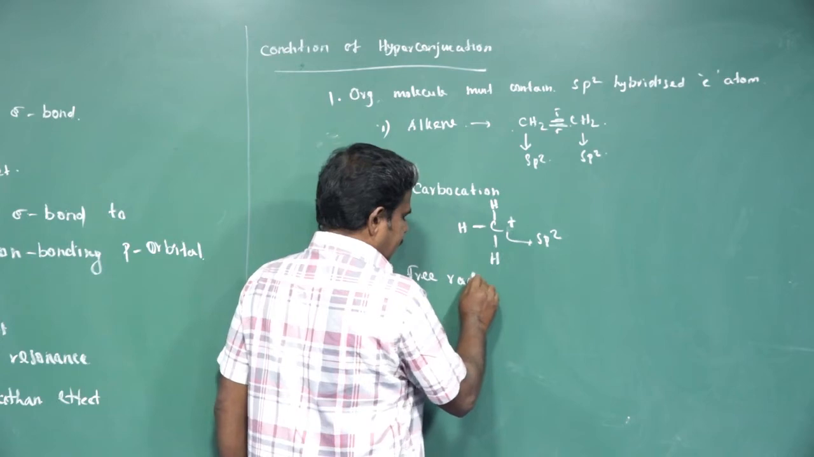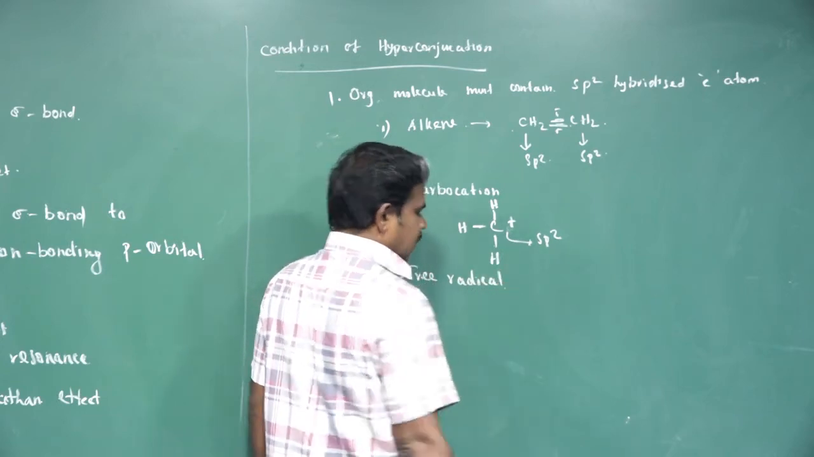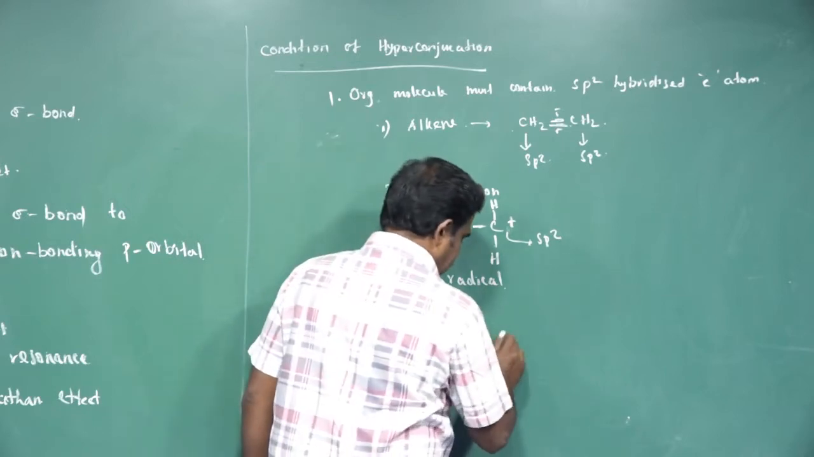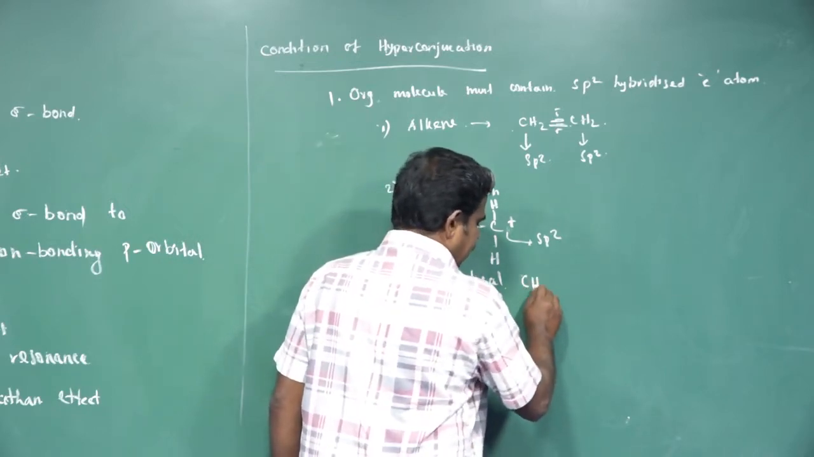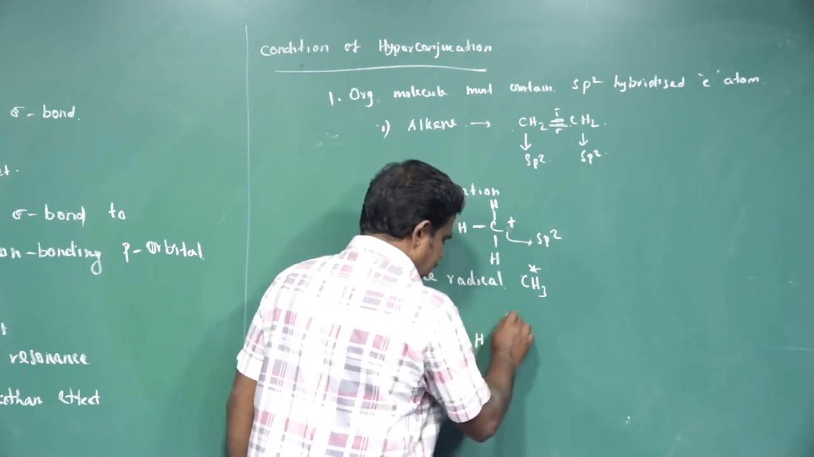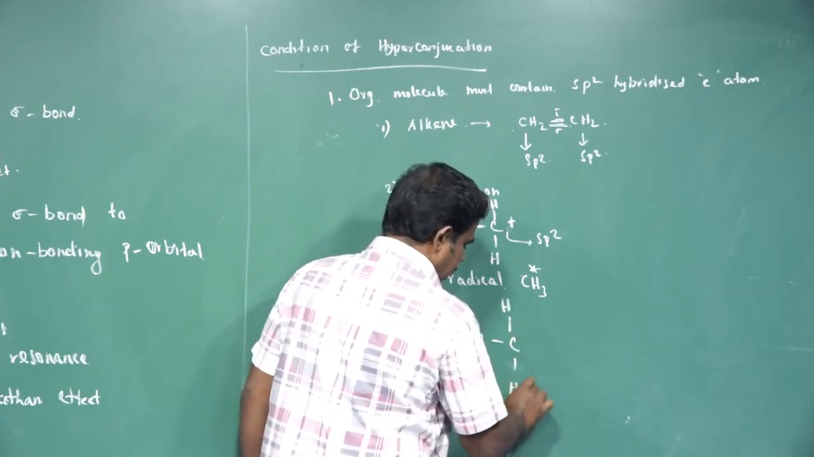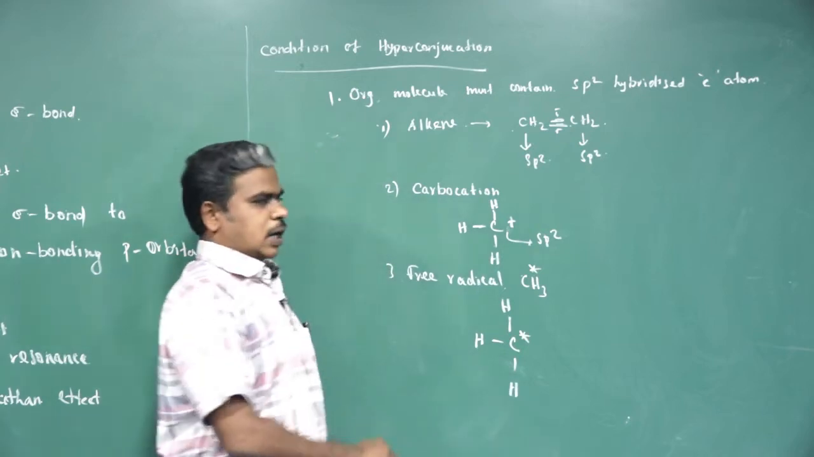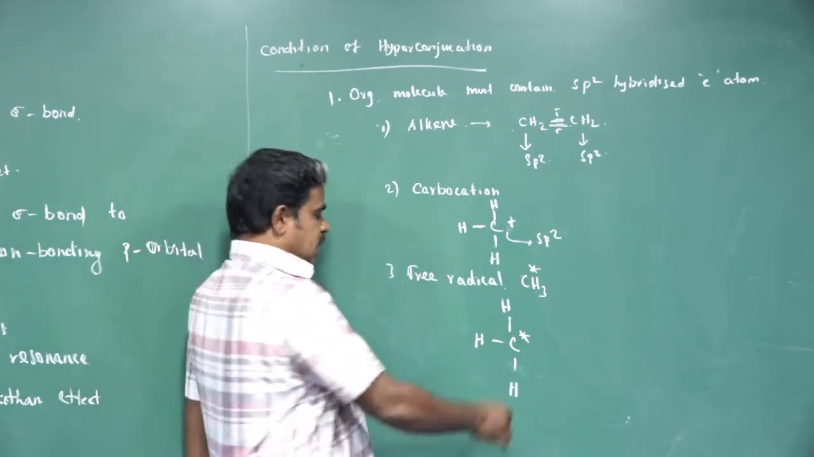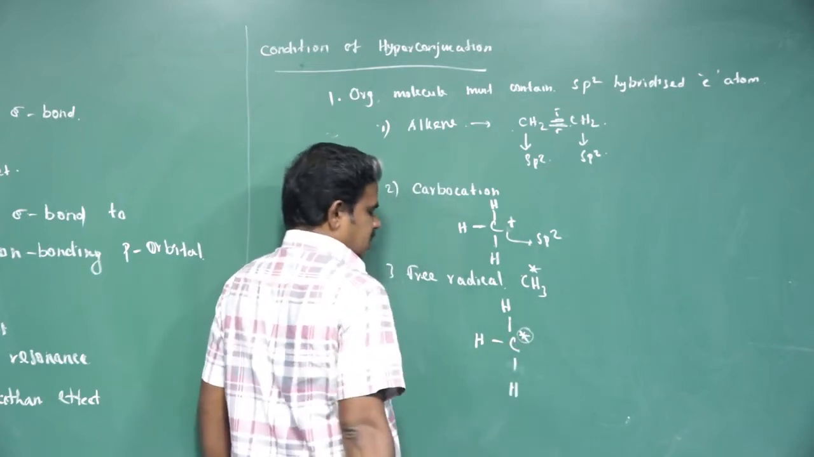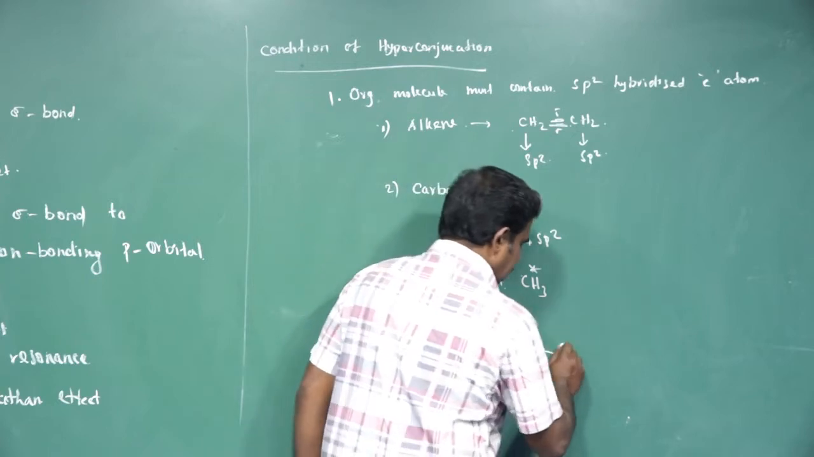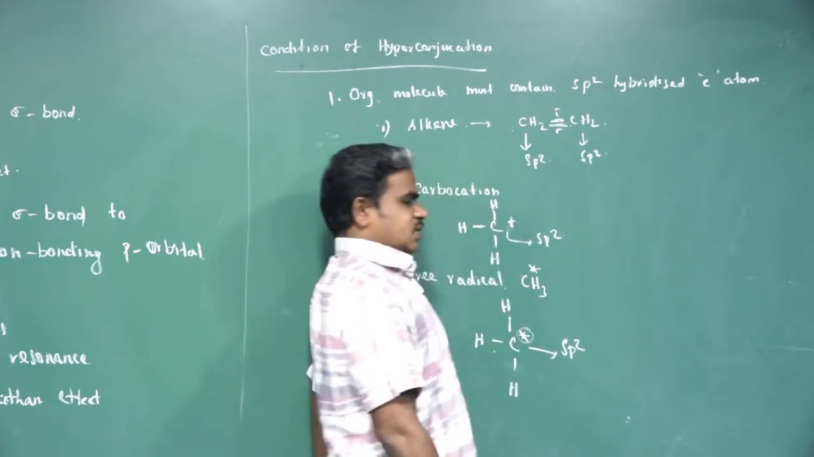And also we take the free radical, which is also sp2 hybridized. Here we may take the methyl free radical, CH3 with a single dot, carbon with three hydrogens and 1 electron. Free radicals are considered neutral, so this electron is not counted, and it has only 3 covalent bonds, so it is sp2 hybridized.